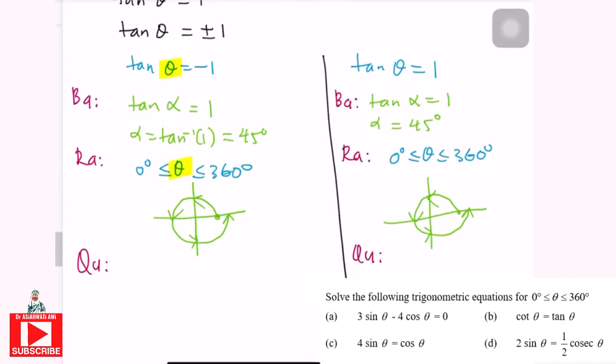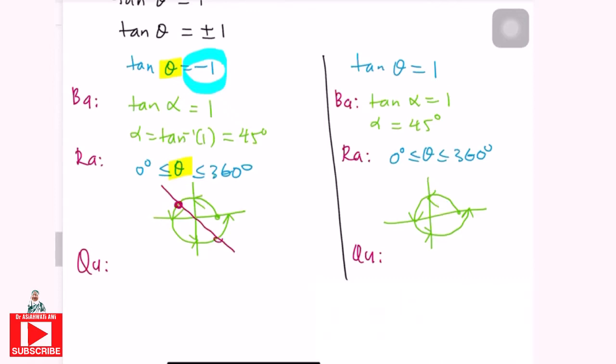And then the quadrant. Check the quadrant. Tangent, here you need to check negative. Tangent negative means the theta lies in the second quadrant and the fourth quadrant. So you get two answers for this part. For the right hand side, tangent theta is equal to 1, positive. Positive for tangent means theta lies in the first quadrant and third quadrant. Here is the basic angle, alpha.